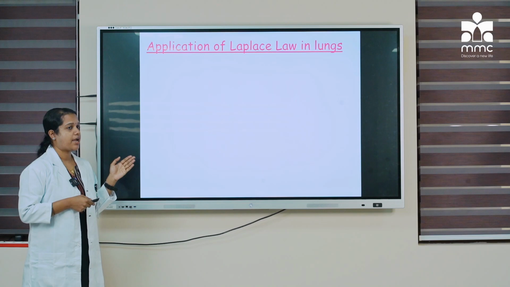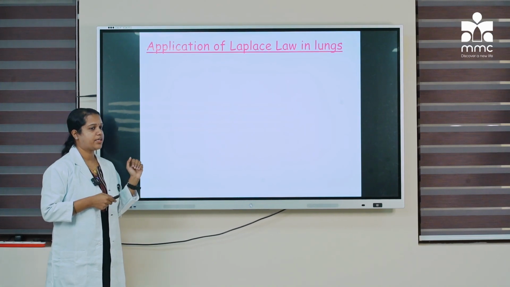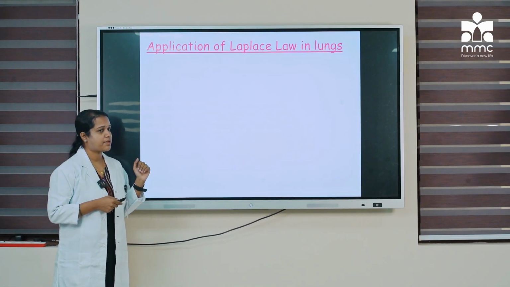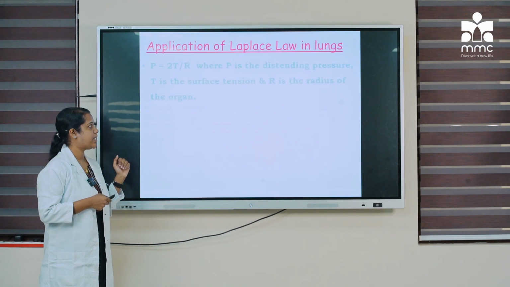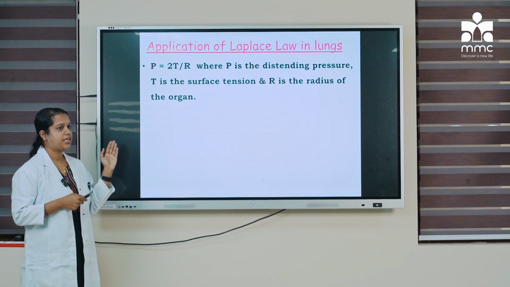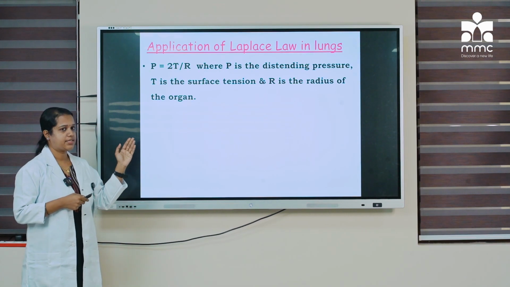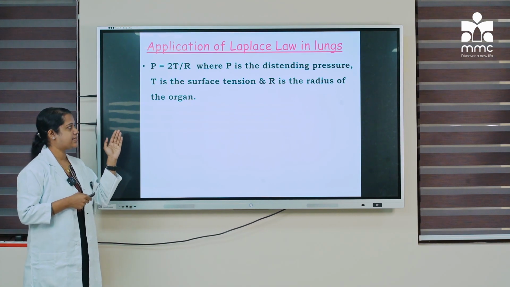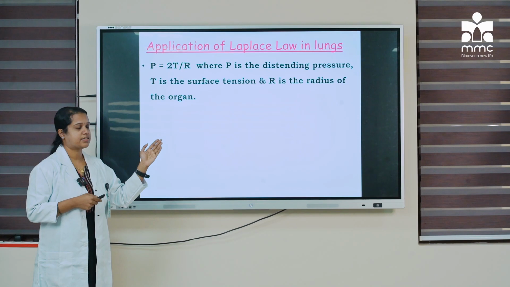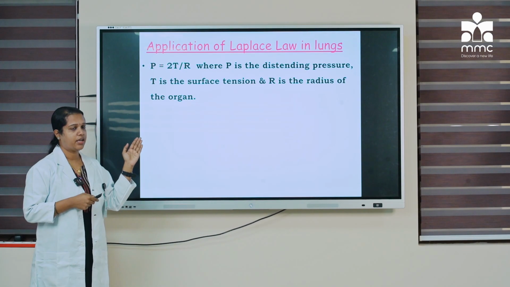Now we will see the application of Laplace law in lungs. Now what is Laplace law? We know that Laplace law states that P is equal to 2T by R, where P is the distending pressure, T is the surface tension and R is the radius of the organ involved.